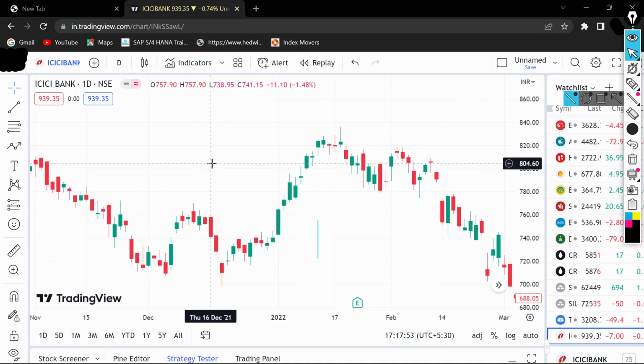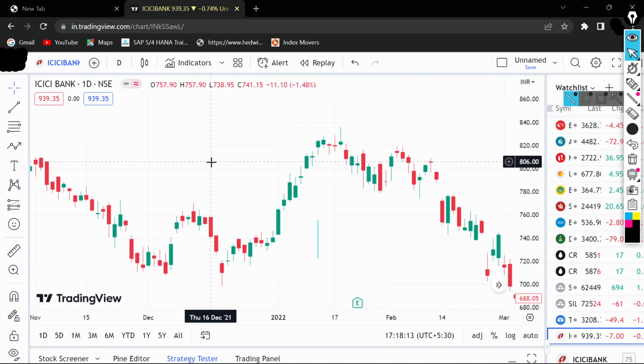Let's check on the red candle. Its opening is 757.9, and its closing is 741, which is lower than the opening. That's why it formed a red candle, right? So I hope you clearly understand what a bullish candle is and what a bearish candle is.